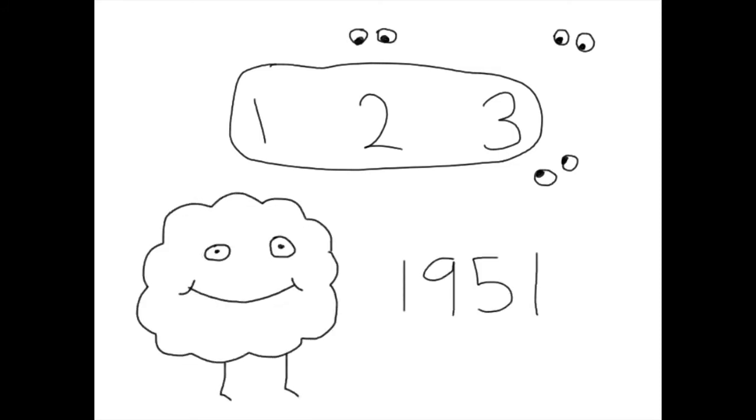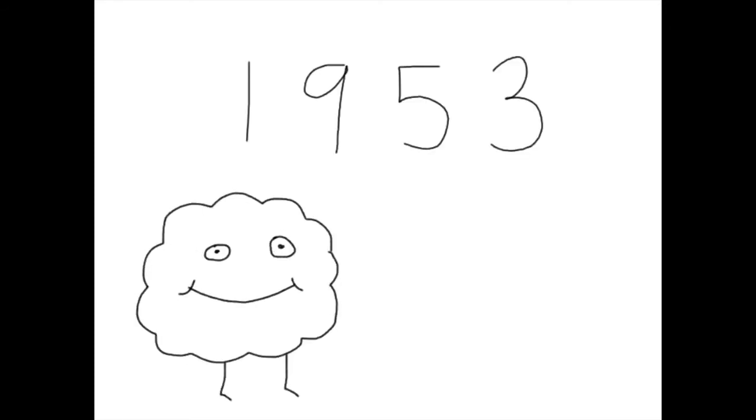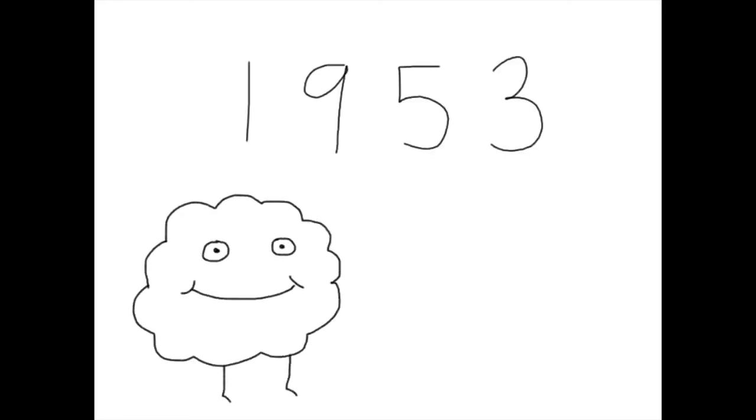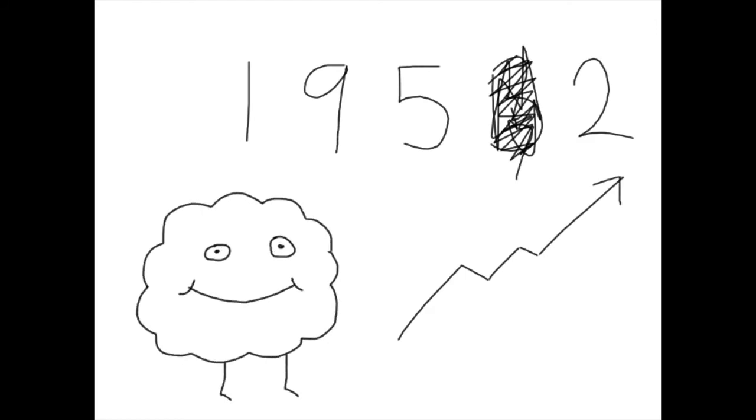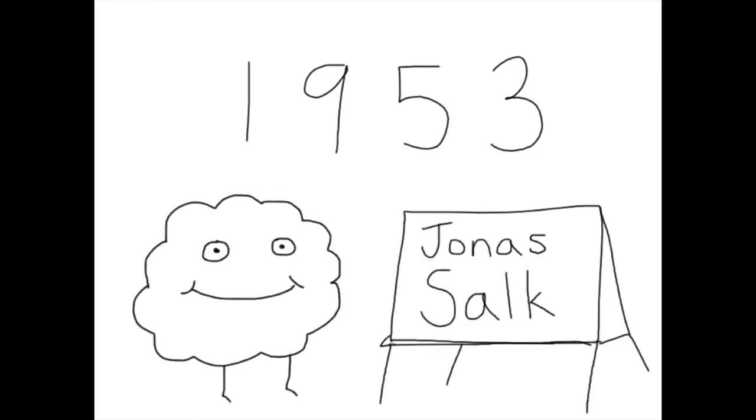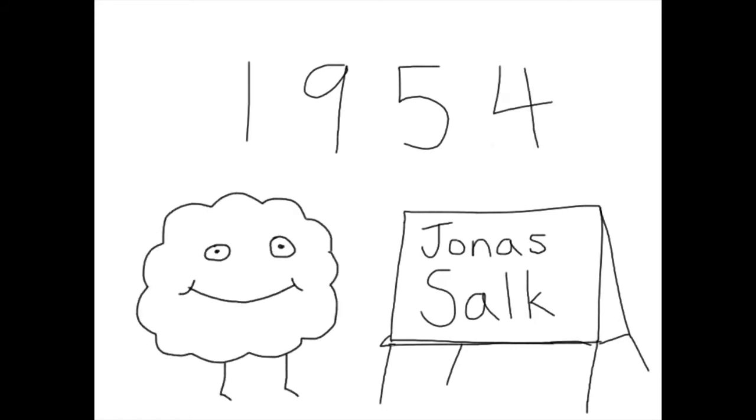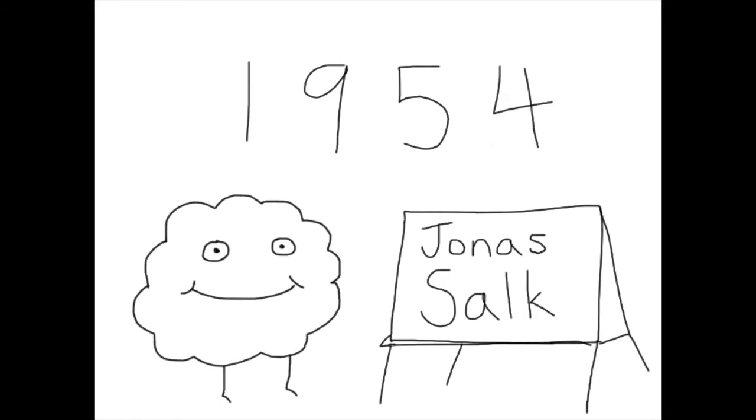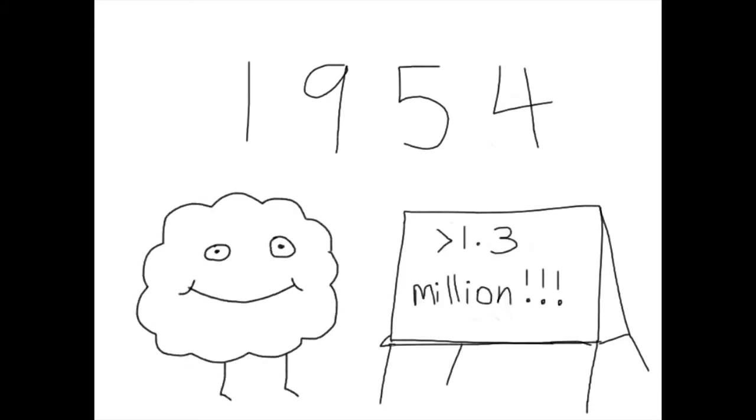In 1953, there was a huge urgency for the vaccine, as cases were rising, and 1952 had the most cases the United States had ever seen. So in 1953, Jonas Salk announced he had successfully made and tested a polio vaccine. And in 1954, the United States had the biggest public health experiment to date, with over 1.3 million children taking part in the trial.